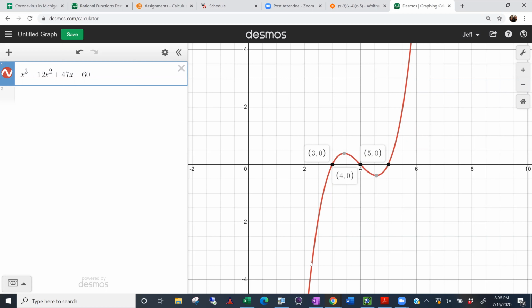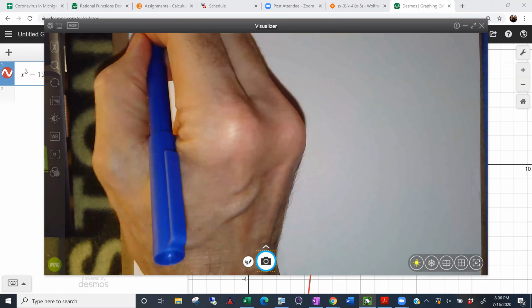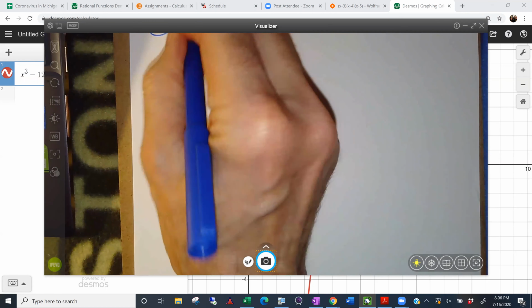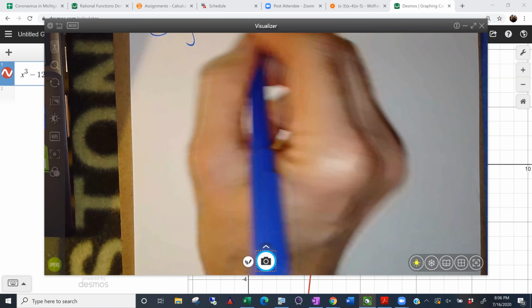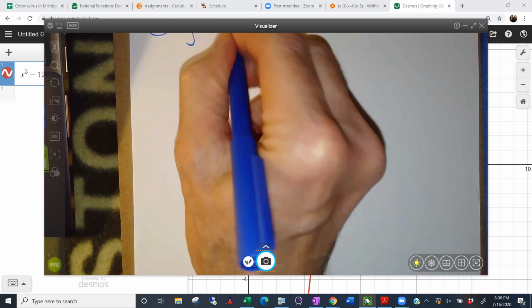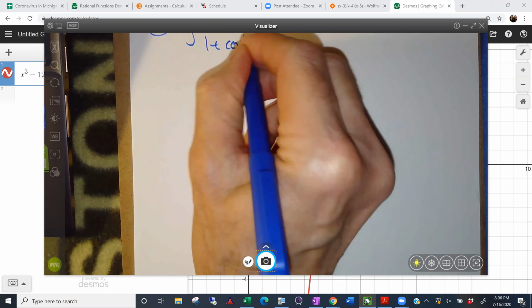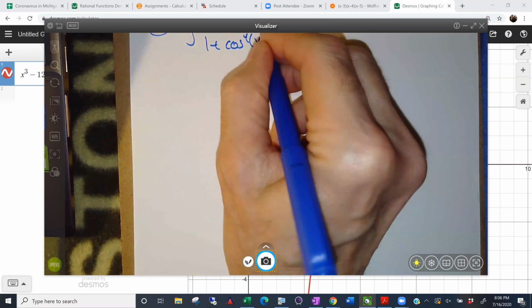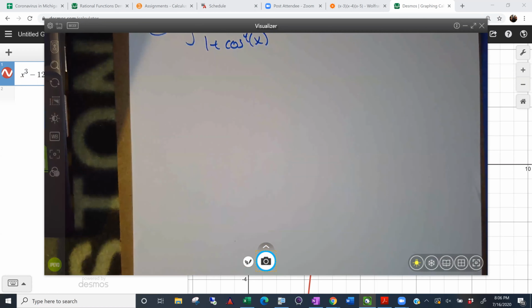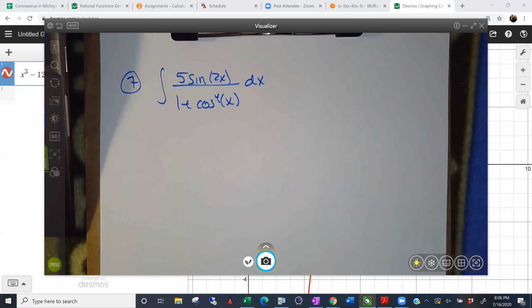Okay, so let's start out with a little bit of a harder one. I know you think all these are hard, so maybe I was being redundant in that. My bad. The integral of 5 sine of 2x over 1 plus cosine to the 4th of x dx. And let's put that in view.